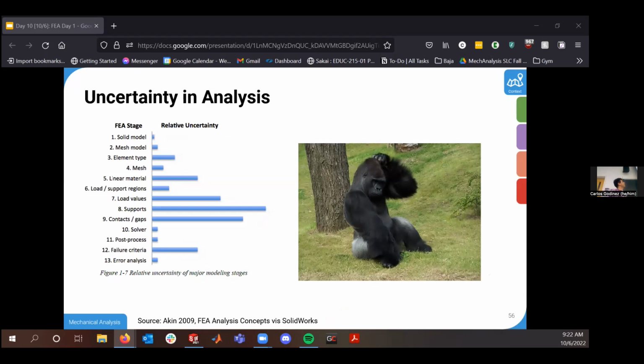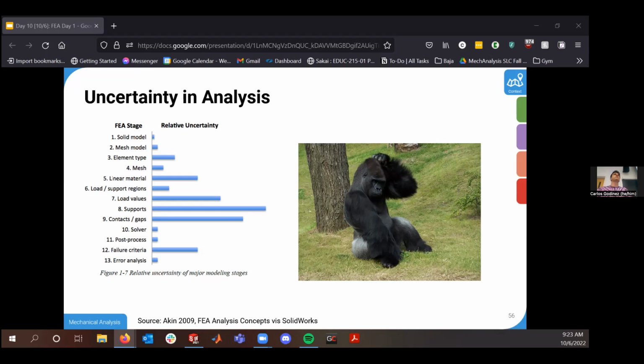Where uncertainty comes in analysis, Colin, I don't know if you want to speak to this slide a bit more, but some things you can actually represent better. So your solid model, you can feel pretty confident about. This is stolen from a solid theory book, which then stole it from a good textbook that Chris Lee recommends, called Building Better Products with FEA. They do actual statistical analysis of where uncertainty comes from in the analysis process, and then just graphically represented it here.